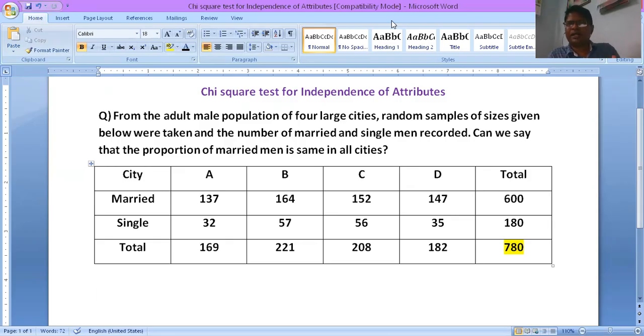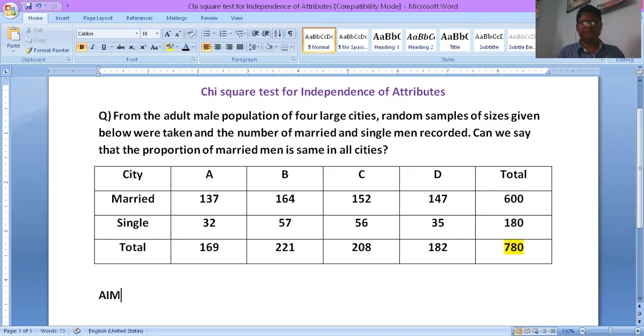That is how the data is partitioned and tabulated properly: how many males are married, how many males are singles. So it is a clear classification of the male population from each city, how many are married, how many are not. Vertically totals are given, horizontally totals are also given. Remember, I put yellow color on the grand total. Now let us start working out this problem.